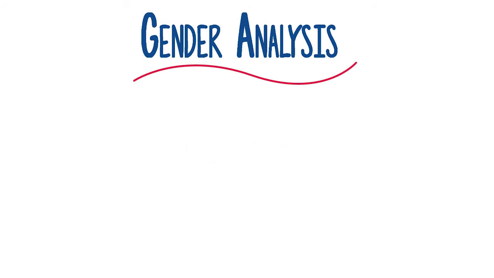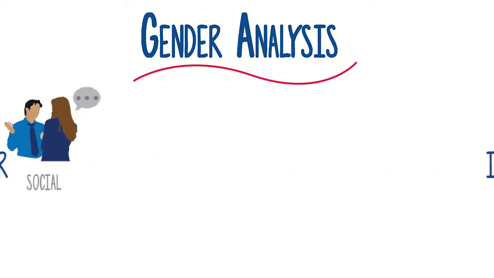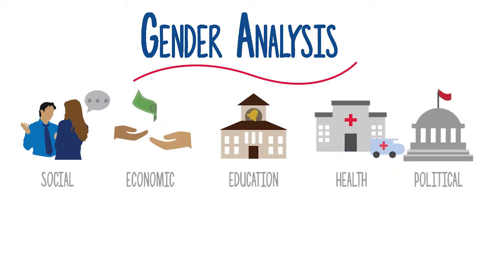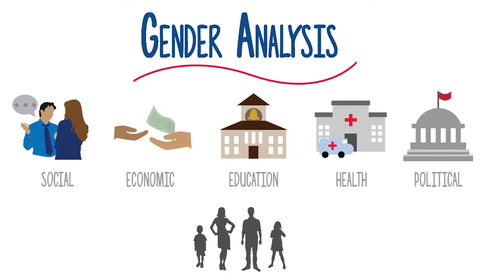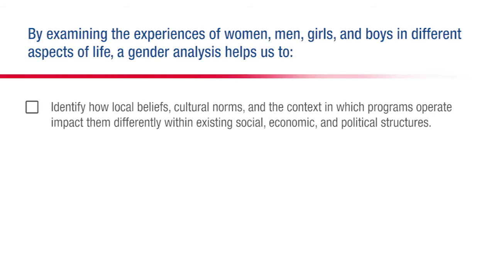A gender analysis is a systematic way of identifying, understanding, and describing the social, economic, education, health, and political factors that affect the lives of women, men, girls, and boys, and how these gender inequalities and power relations affect project goals and outcomes. By examining the experiences of women, men, girls, and boys in different aspects of life, a gender analysis helps us to identify how local beliefs, cultural norms, and the context in which programs operate impact them differently within existing social, economic, and political structures.